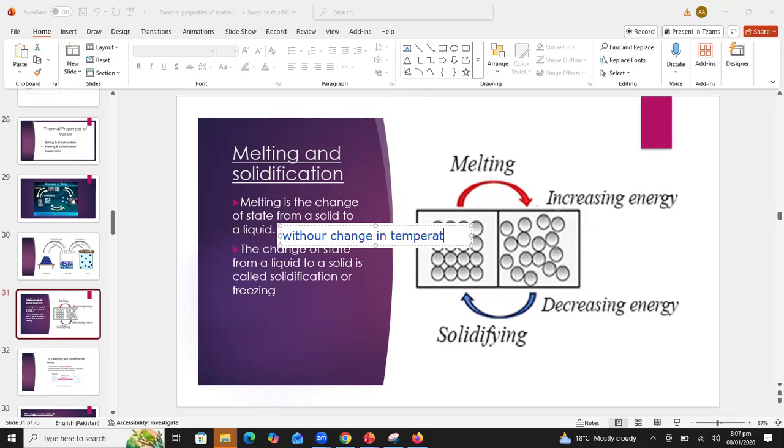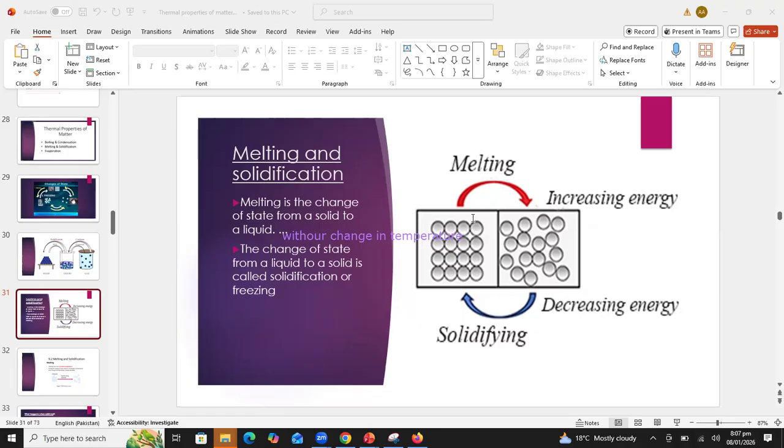Now, this is the interesting thing, students: the temperature is not changing and still the solid is melting. During this transition, the solid is converted into the liquid state, but during melting the temperature will not change. This definition is important, so you can write it down: melting is the process or change of state from solid to liquid without change in temperature.